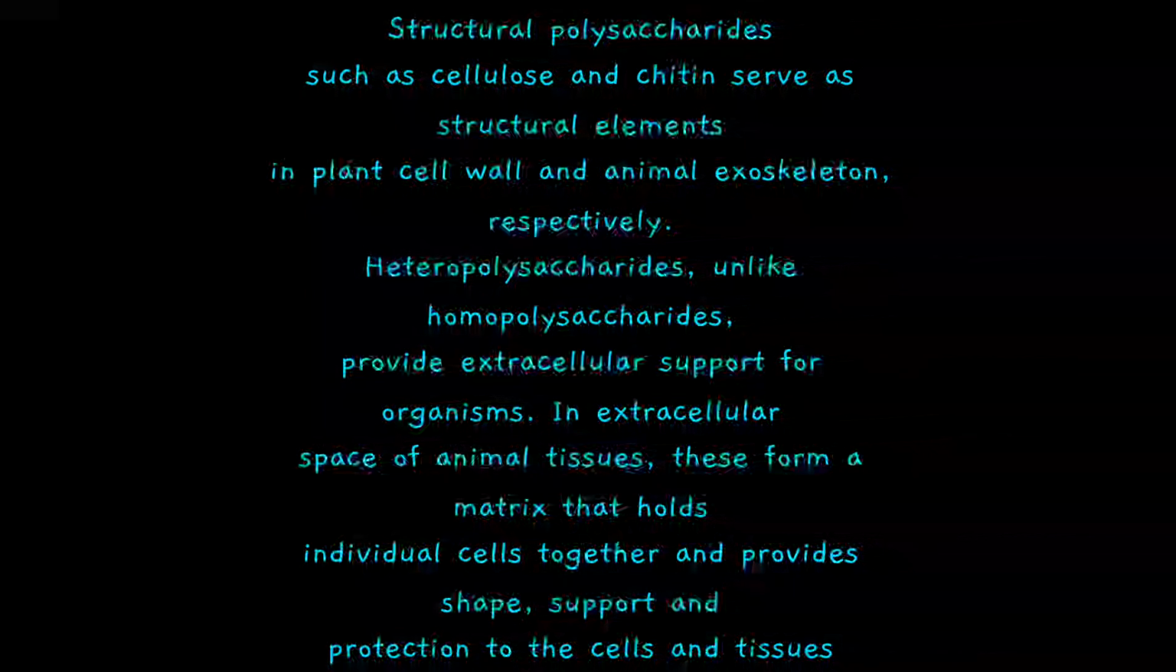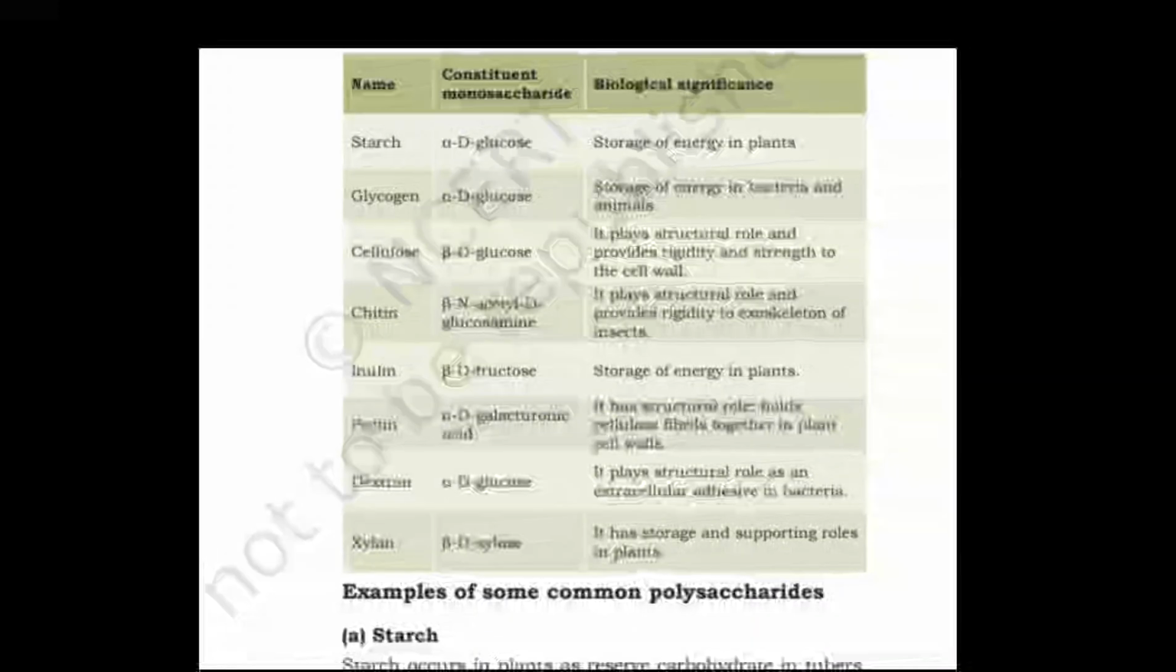The names and properties of some homopolysaccharides are given here: starch, glycogen, cellulose, chitin, inulin, pectin, dextrin and xylan. Then the constituent monosaccharide is alpha-D-glucose for starch, beta-D-glucose for cellulose, beta-N-acetyl-D-glucosamine for chitin, beta-D-fructose for inulin, alpha-D-glucuronic acid for pectin, alpha-D-glucose for dextrin, and beta-D-xylose for xylan. And the biological significance is given here.